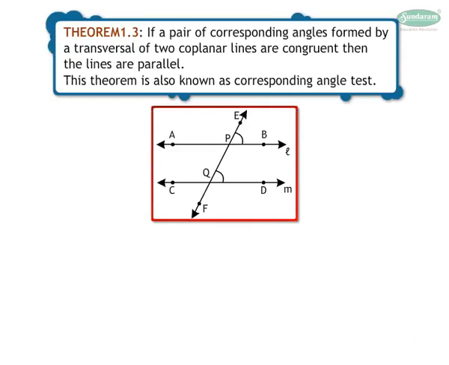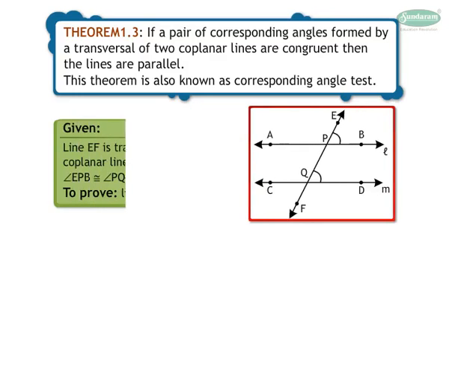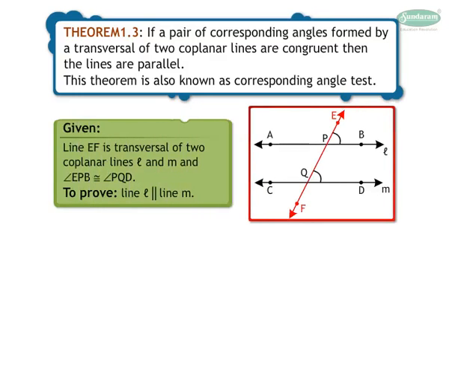Theorem 1.3. If a pair of corresponding angles formed by a transversal of 2 coplanar lines are congruent, then the lines are parallel. This theorem is also known as the corresponding angle test. It is given that line EF is a transversal of two coplanar lines L and M, and angle EPB is congruent to angle PQD. We have to prove that line L is parallel to line M.